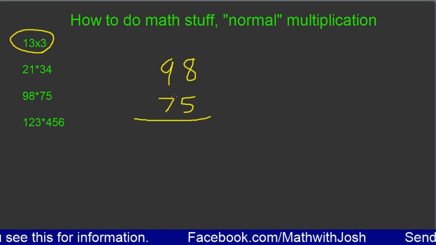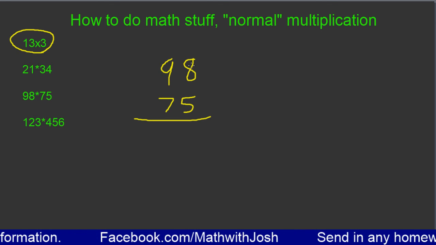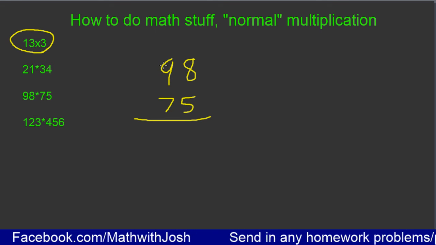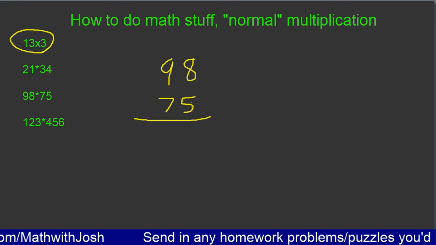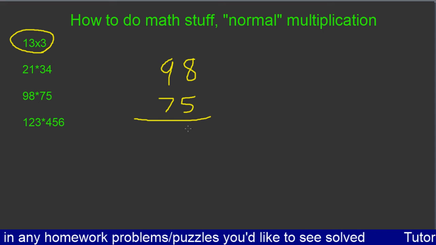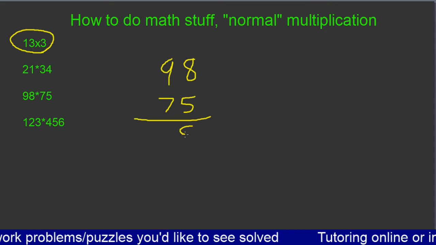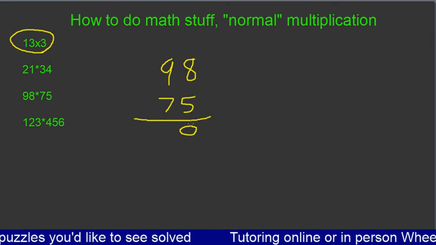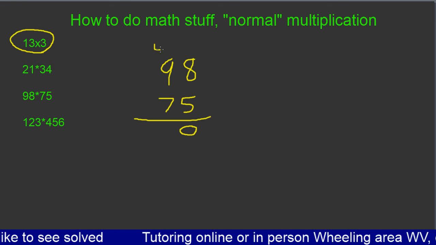Now this is the important part. Again, we're going to do first digit times first digit, then first digit times second digit. So 5 times 8 is 40. So what we do is we write the 0 in 40 down, and we'll put the 4 up here.